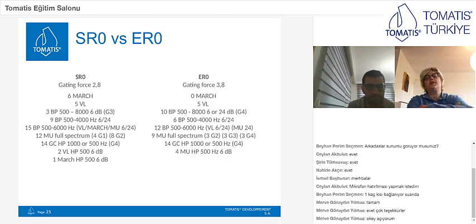So what do we see as a difference in the SR0 and ER0 programs? Well, the gating force, as we already saw.